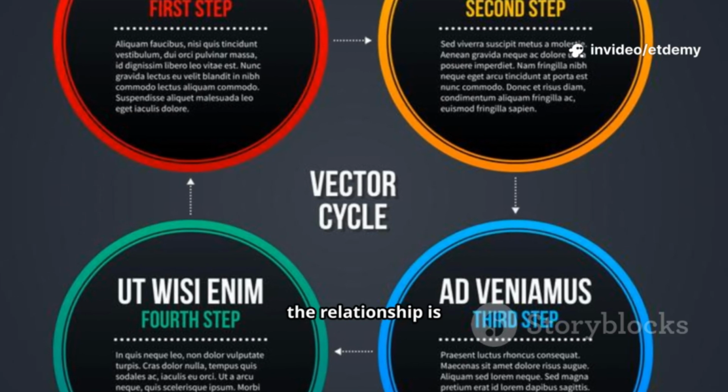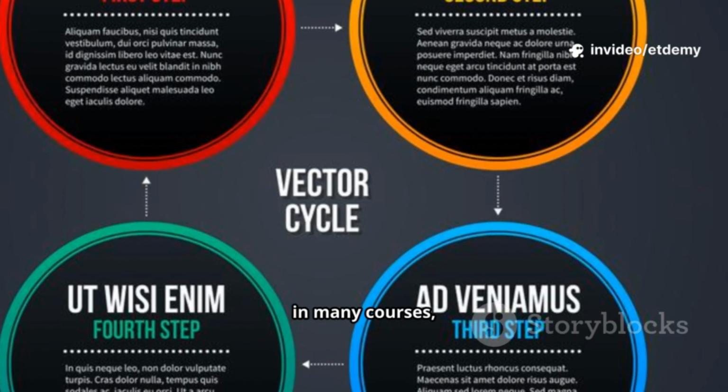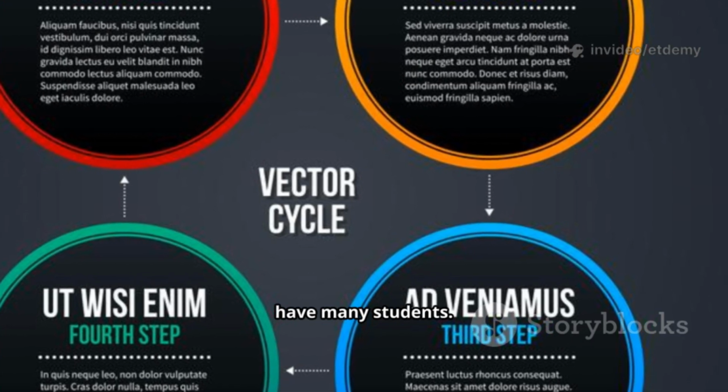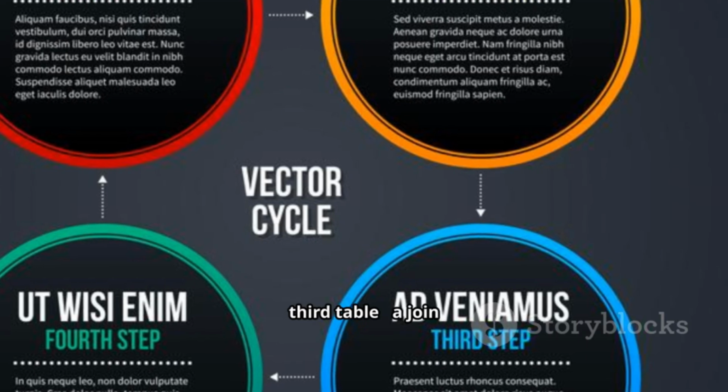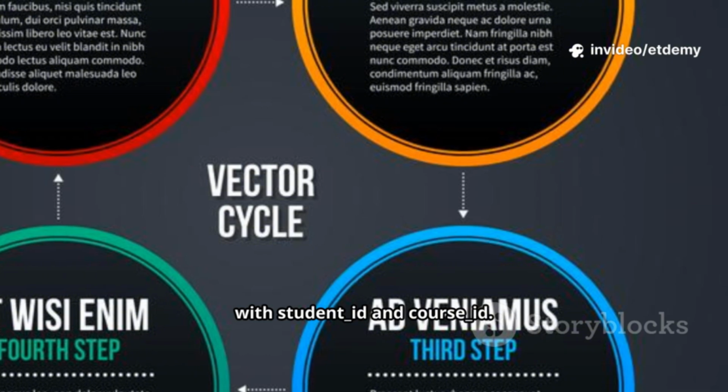Sometimes the relationship is more complex, a many-to-many. A student can enroll in many courses, and a course can have many students. The solution is a third table, a join or bridge table. Call it enrollments with student_ID and course_ID.